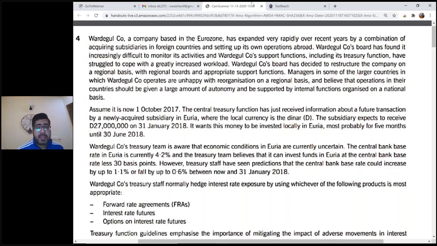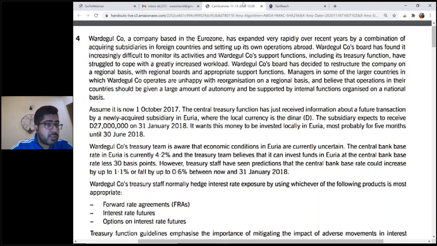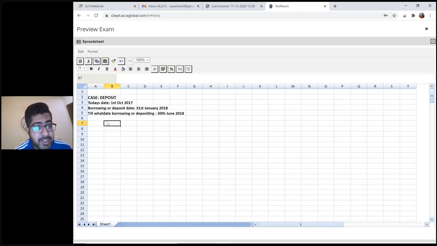At what date are you receiving money, at what date are you investing? It's 31st January 2018. It wants this money to be invested most probably for 5 months until 30th June 2018. Till what time are you borrowing or depositing? That's the last thing: 30th June 2018. Okay. First note these 4 things. This will really help you. You will see in the later part of the question how this is helping you. You don't need to refer to the question again.